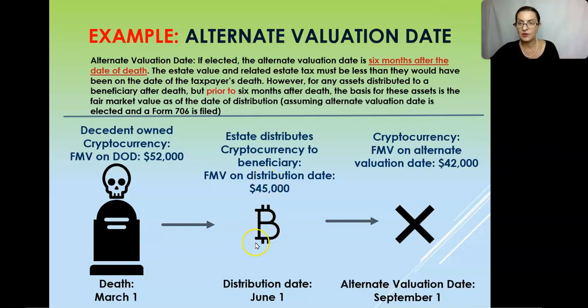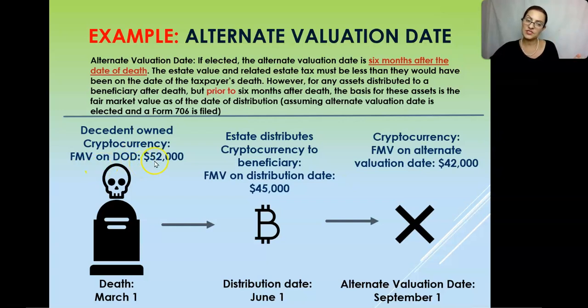But in this example, the beneficiary took possession of the cryptocurrency on June 1st, which is in between. If that happens and assets are distributed to the beneficiary in between these two dates and the alternate valuation date is chosen, then the estate valuation on the Form 706 for the assets that were actually distributed is the distribution date that it actually occurred.